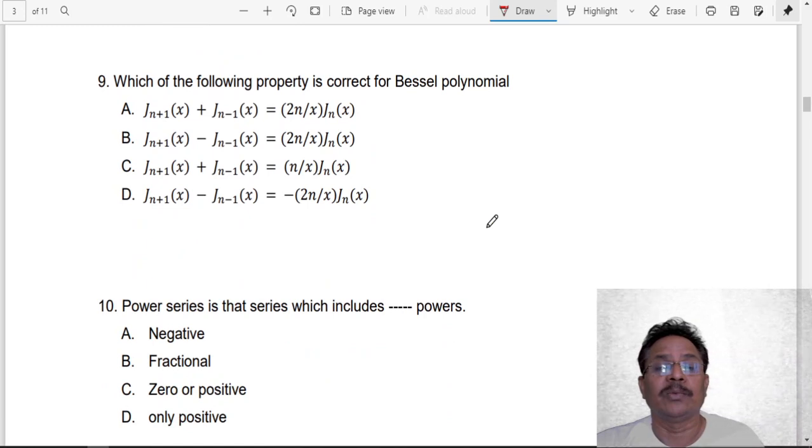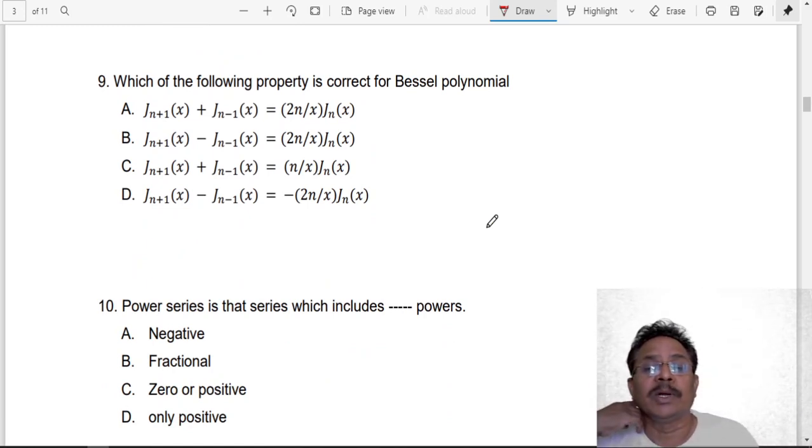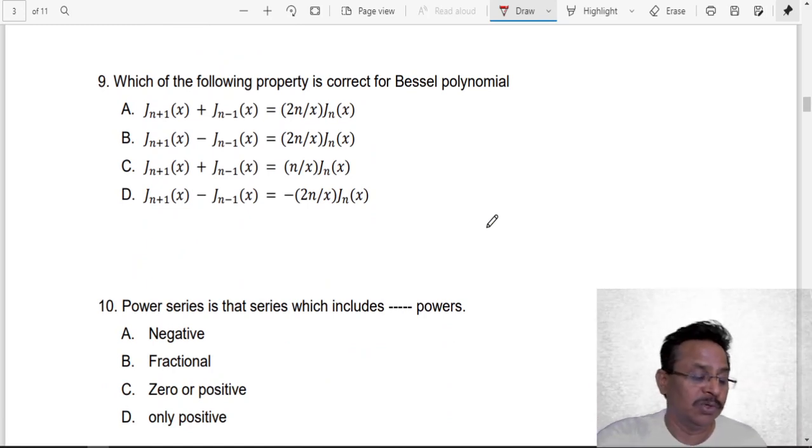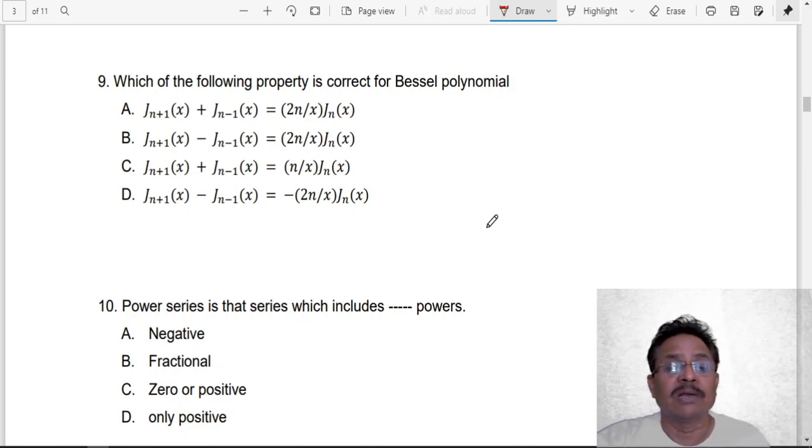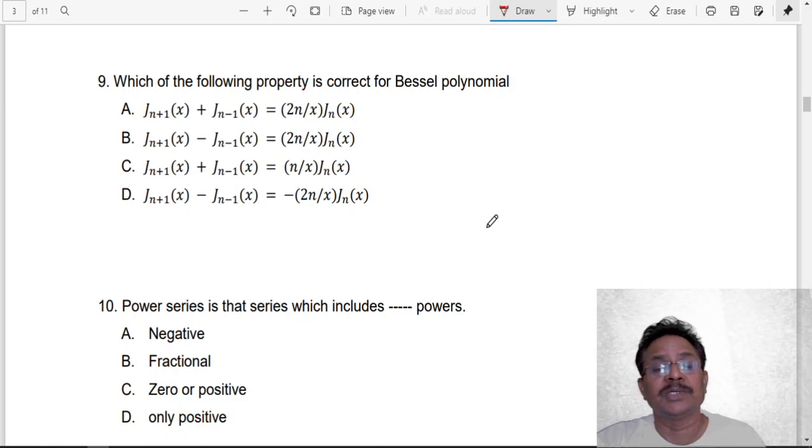Now this is another property. Which of the following properties is correct for Bessel polynomial? So here we have to go for the solution of different properties. There are 4 different properties given. This is actually a 3 terms recurrence relation.